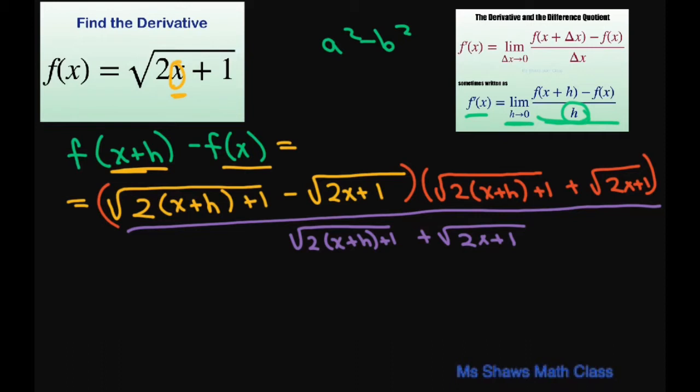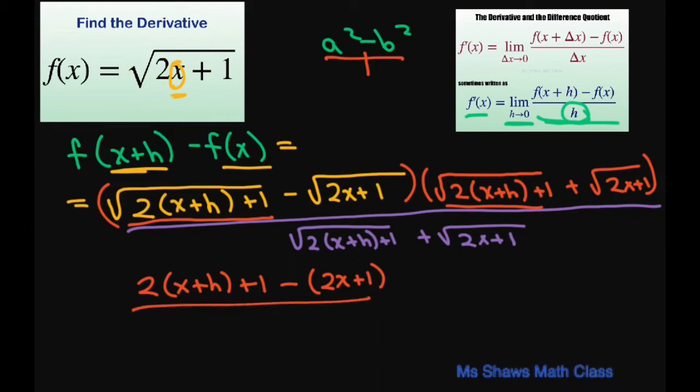All right, so when we do this, this is your a. And when you square it, you're just going to get 2 times x plus h plus 1. It just gets rid of the radical. Same thing with the b: we're going to write minus and then just get rid of the radical. So this can be 2x plus 1, all divided by this denominator. I'll just write that for now.